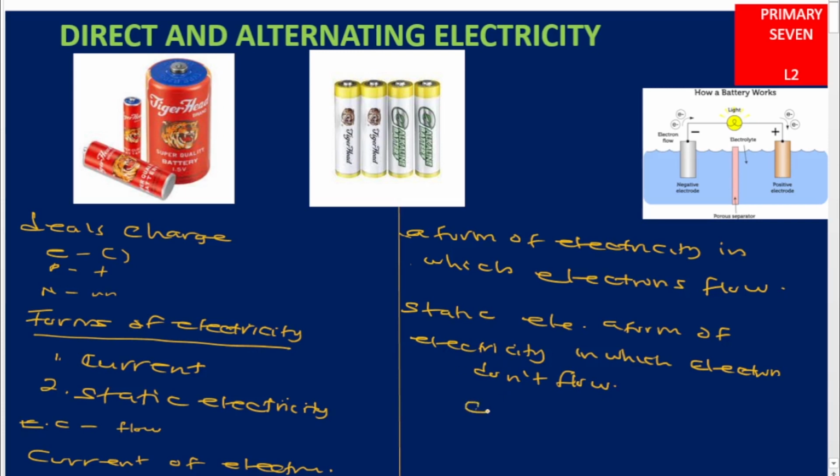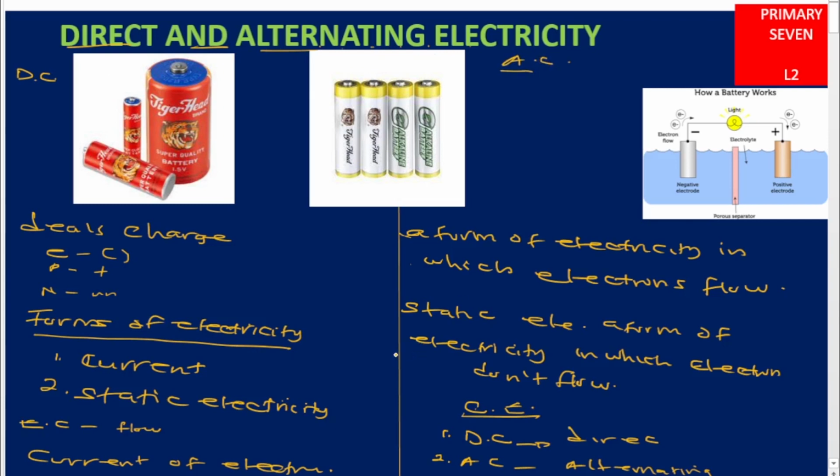what we call the current electricity. Now this current electricity is divided into two other subtypes: one we have the DC and another one is called the AC. The DC in full stands for direct current, and the AC stands for alternating current. That's why when you look at our heading, it is saying direct and alternating electricity. So we have direct, that is DC, direct current, and we have the A and the C, where A stands for alternating and C is for current. So those are the two forms of current electricity.